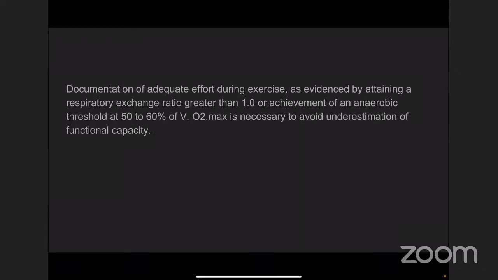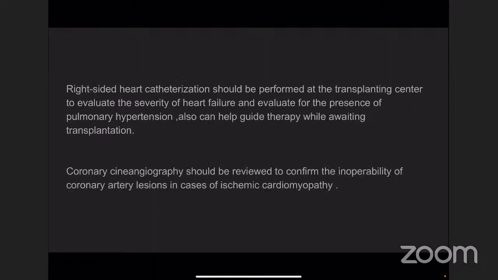Documentation of adequate effort during exercise, as evidenced by attaining a respiratory exchange ratio greater than one or achievement of the anaerobic threshold at 50 to 60% of VO2 max, is necessary to avoid underestimation of the functional capacity. Right-sided heart catheterization should be performed at the transplanting center to evaluate the severity of the heart failure and evaluate for the presence of pulmonary hypertension, also guiding therapy while awaiting transplantation.